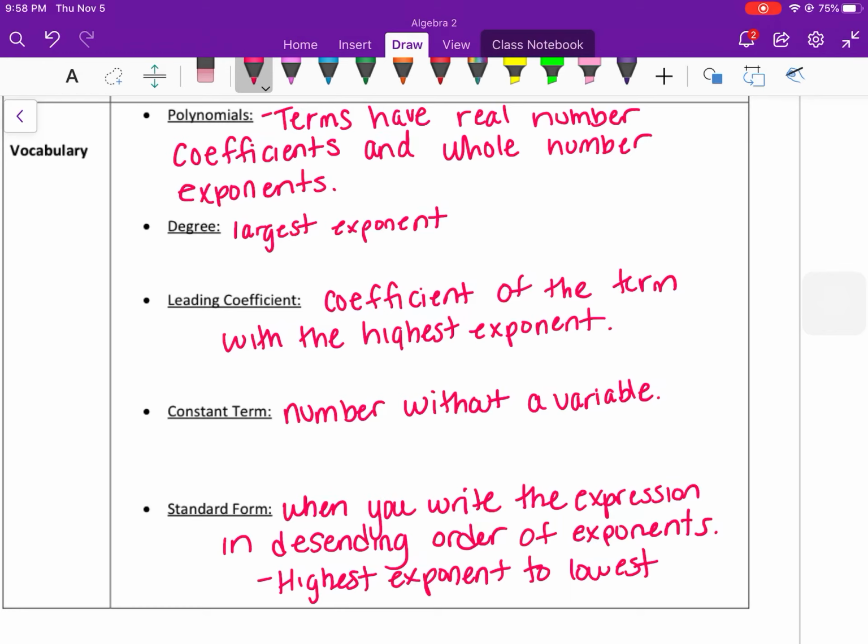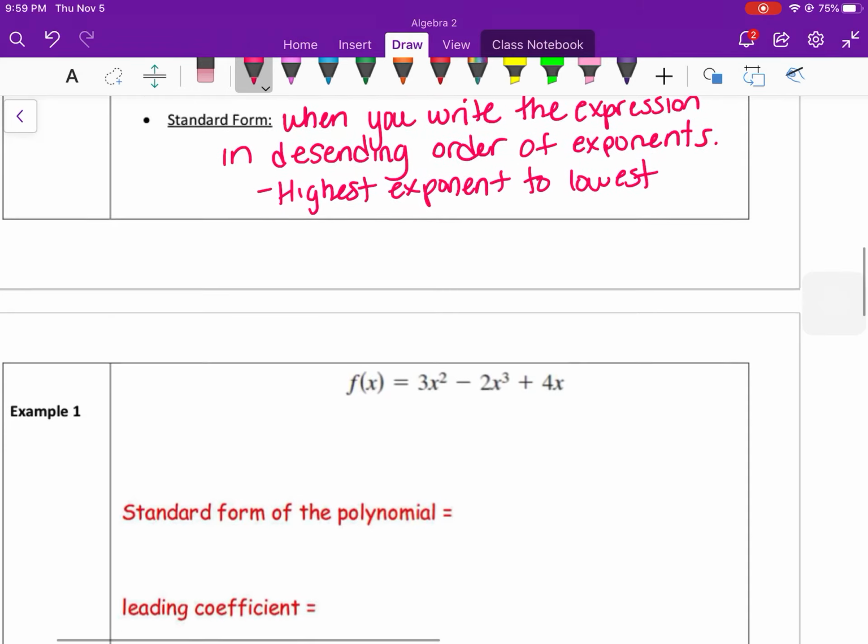The leading coefficient is, well, first of all, a coefficient is a number in front of the variable. The leading coefficient is the coefficient that is in front of the term with the highest exponent. So usually that's our A value. It's the one out in front. Our constant term is the number without a variable. And we say it's in standard form when you write the expression in descending order of exponents. So basically you write the highest exponent to the lowest. So take a minute, pause it, and get those definitions down.